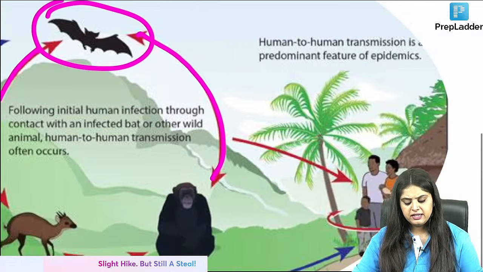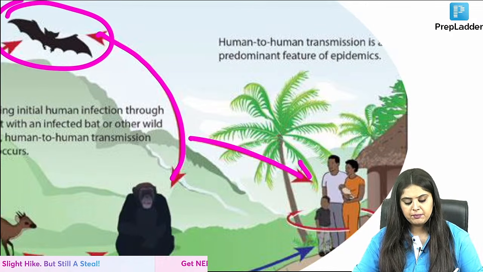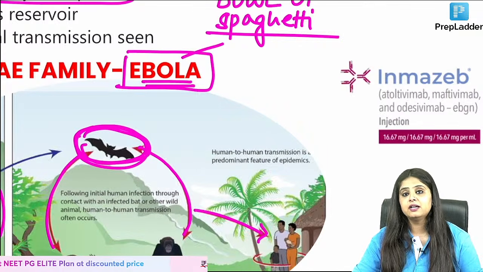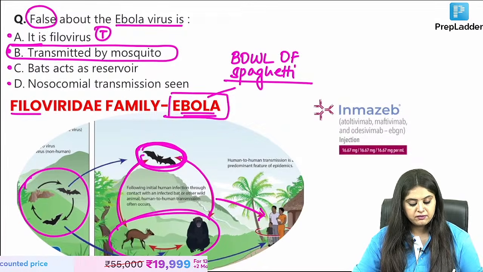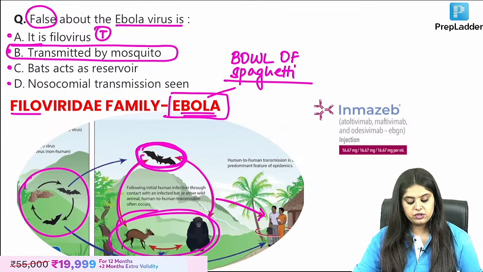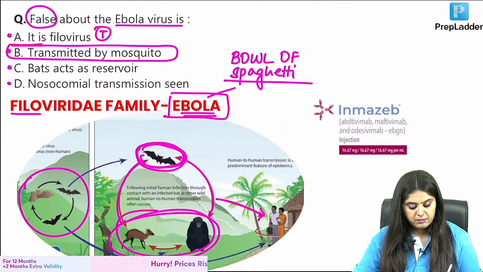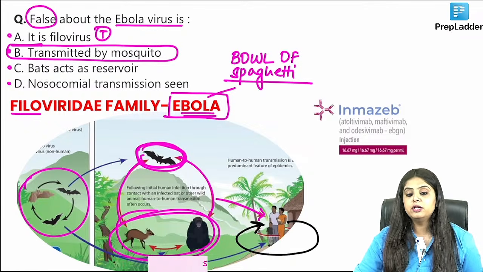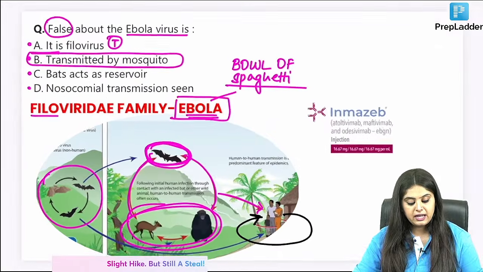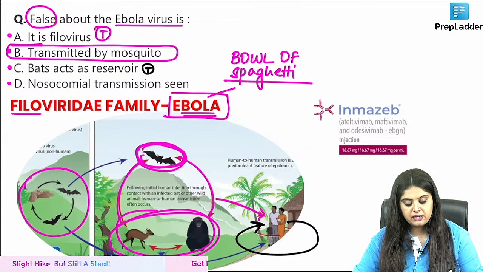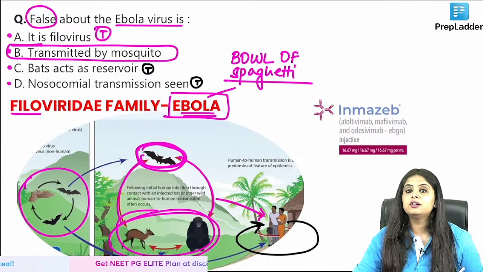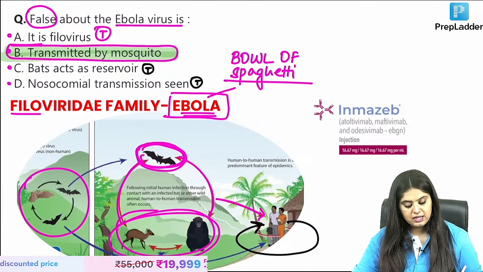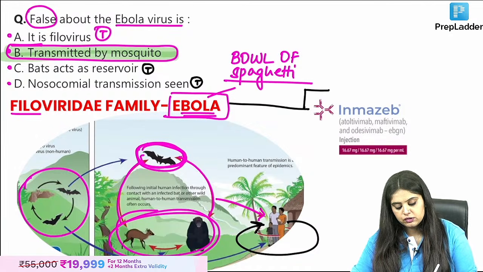By chance, if there is a transmission that happens to us via what? Very rarely we would come in contact with a bat, or sometimes we would come in contact with these animals. Whatever may be the situation, if it comes to us, the problem is that this goes from us to us also. There is a human to human transmission seen. So can it act as bat as reservoir? ठीक है ma'am. Is it going to be nosocomial transmission? Yes. What is wrong? It is transmitted by mosquito. That is totally wrong.